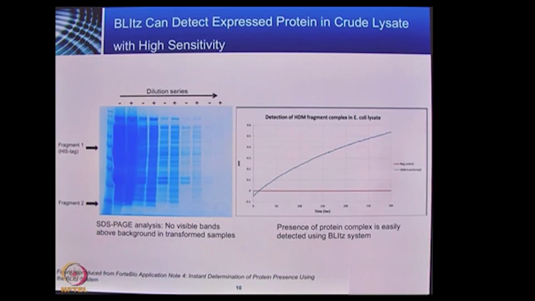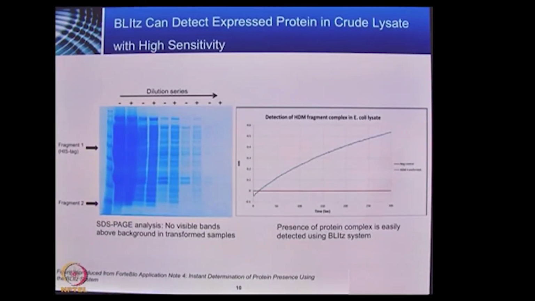In the experiments, we are expressing 2 molecules or 2 proteins in E. coli. The research has shown that these 2 proteins will bind to each other and they can form a tight complex in E. coli. Between the 2 proteins, one of them has been His tagged, so we can use anti-His antibody to detect that particular fragment. We express these 2 proteins simultaneously in E. coli, and we run the cell lysate on an SDS-PAGE gel.